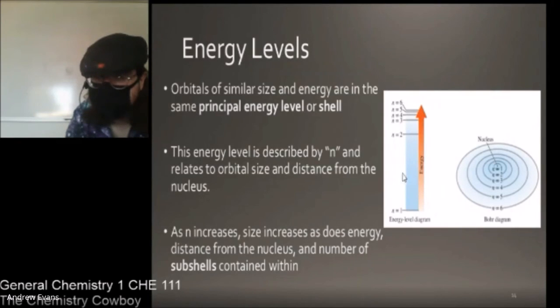But this energy level N describes typically how big this shell is and how close it is to the nucleus. As N increases, the size increases, as does the energy level. Now we're going to break these shells into a variety of subshells, which describe what these orbits look like. We're just drawing this as a round circle, but that's not actually where the electron's located. It's going to be in these various subshells.